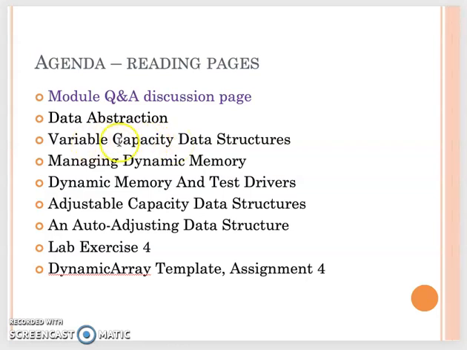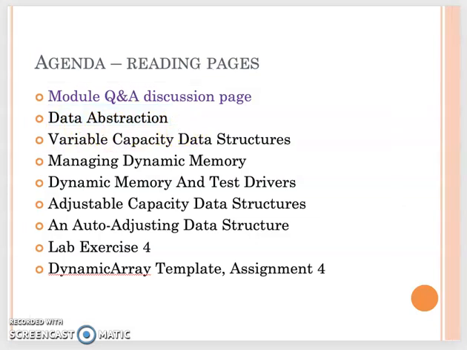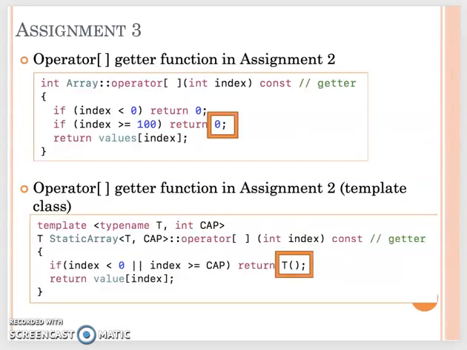In order to make that happen, this week when we implement our dynamic array, we also need to use dynamic memory. So that's what we will talk about, how to implement the dynamic array. But before that, I want to talk in more detail about what data abstraction is. Sometimes we hear about data abstraction. So what is data abstraction? Data abstraction is what we have in the template class.